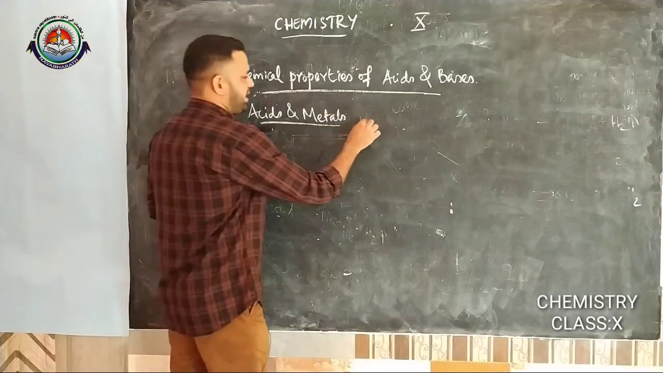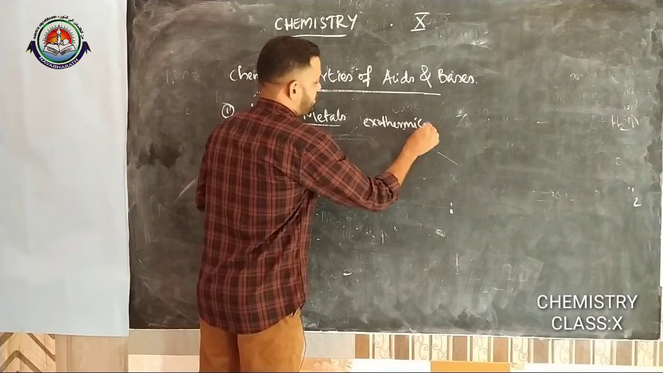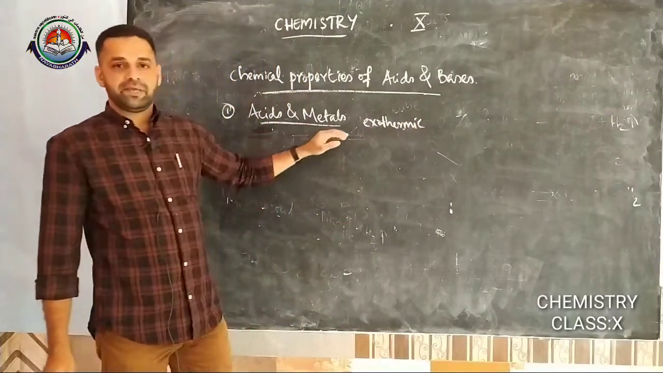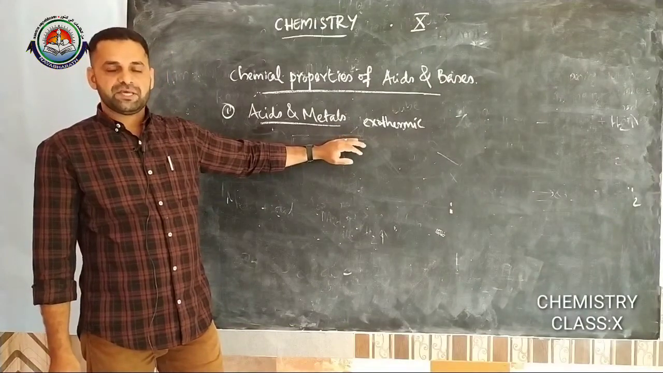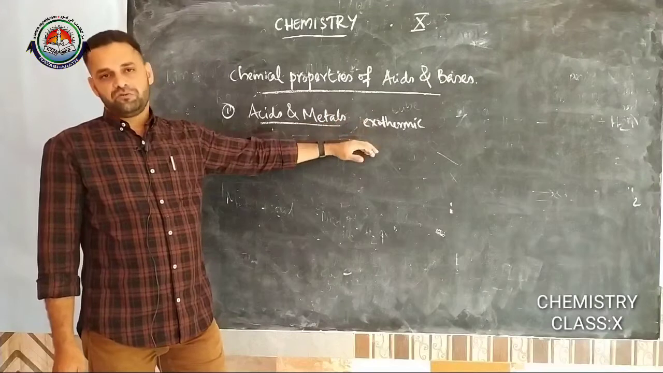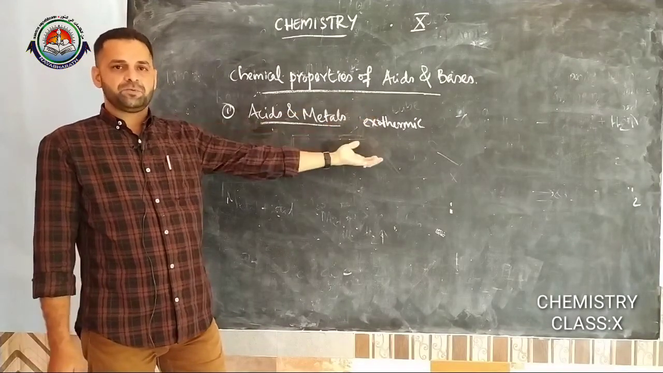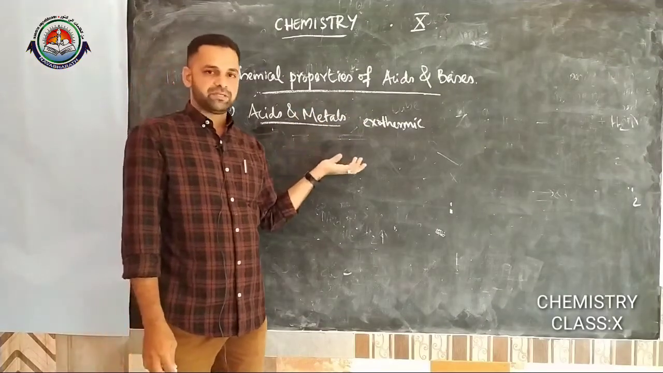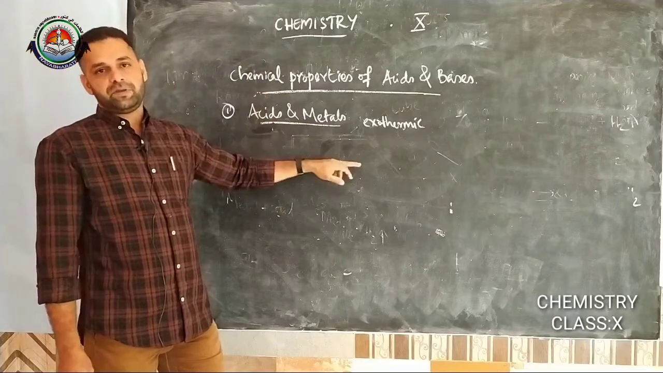It is also an exothermic reaction. You know what is an exothermic reaction? We have studied in lower classes. Exothermic reaction means the reaction which is accompanied by evolution of heat, or in a reaction along with the product some heat energy is produced. That is called exothermic reaction. So this reaction is an exothermic reaction, redox reaction, and displacement reaction.